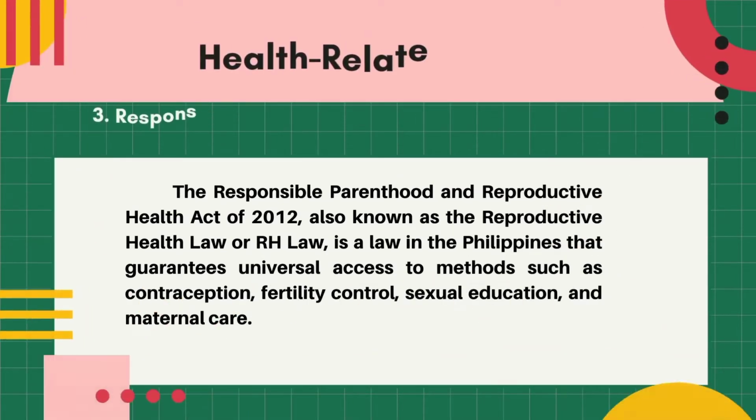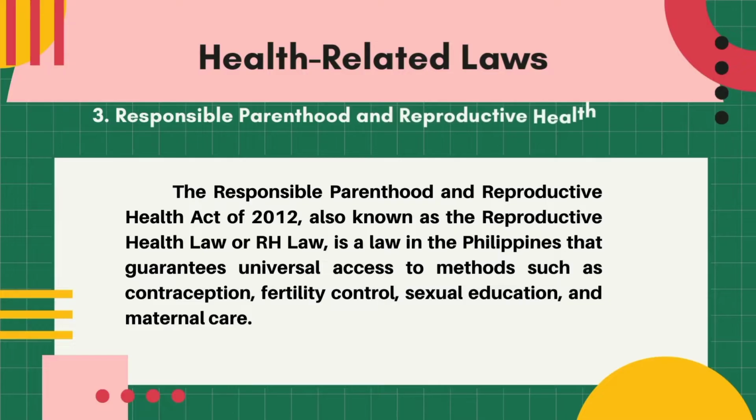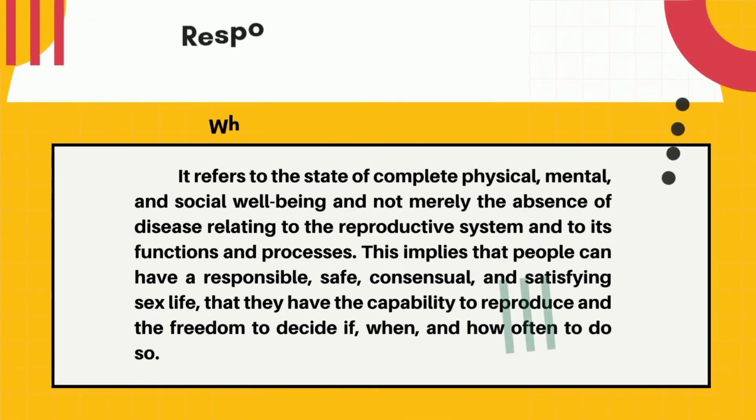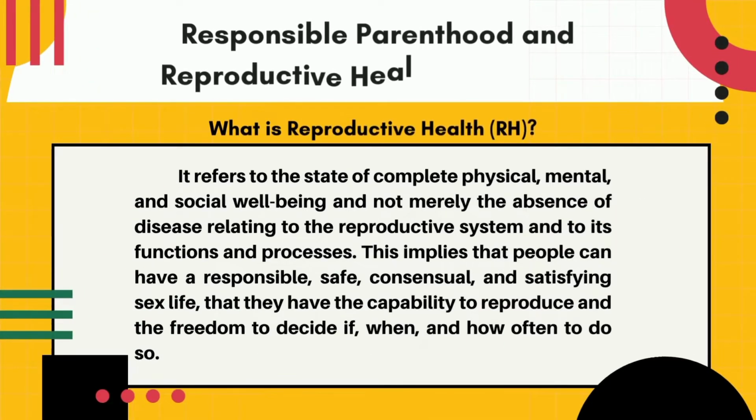The third one is the Responsible Parenthood and Reproductive Health Act of 2012, also known as Republic Act No. 10354. The Responsible Parenthood and Reproductive Health Act of 2012, also known as the Reproductive Health Law or RH Law, is a law in the Philippines that guarantees universal access to methods such as contraception, fertility control, sexual education, and maternal care. Let us dig deeper about this act.